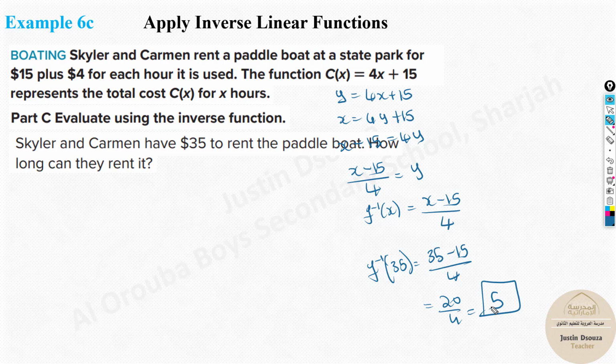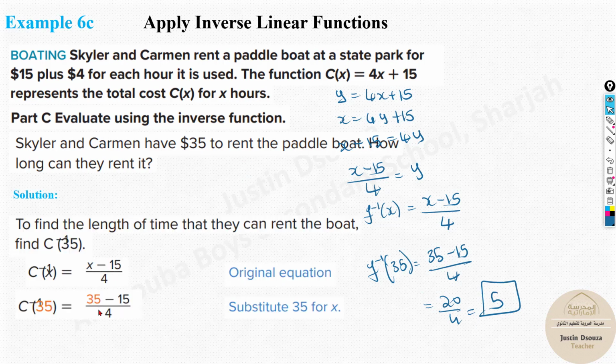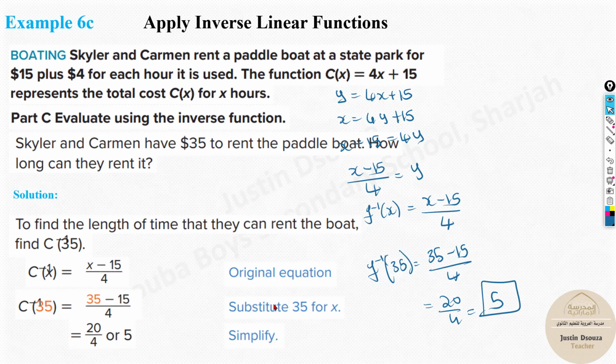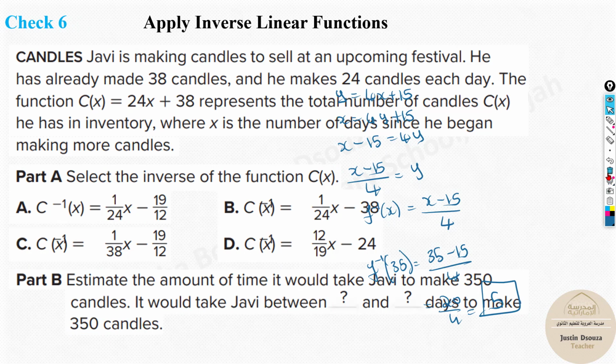So they have $35 with them, right? So a maximum of 5 hours can be spent by them because $15 is the initial amount they have to pay. So they will be remaining with only $20. And 20 by 4, because each hour it's $4, they can go maximum up to 5 hours. That's what it means. So maximum 5 hours. That's the answer. Now we will do the next problem.